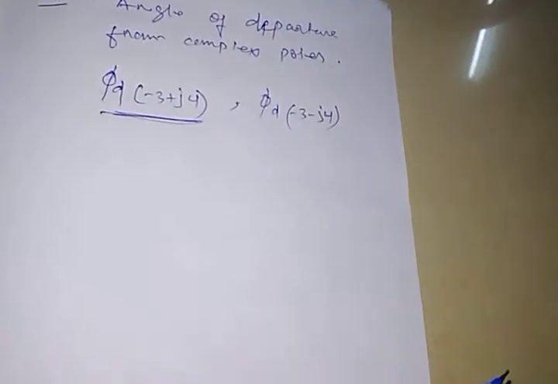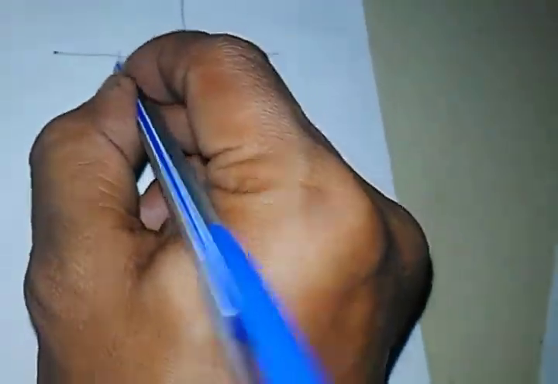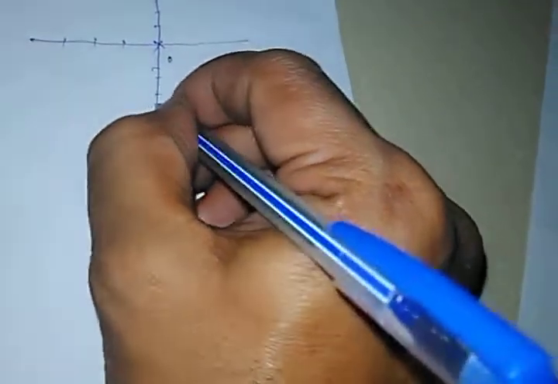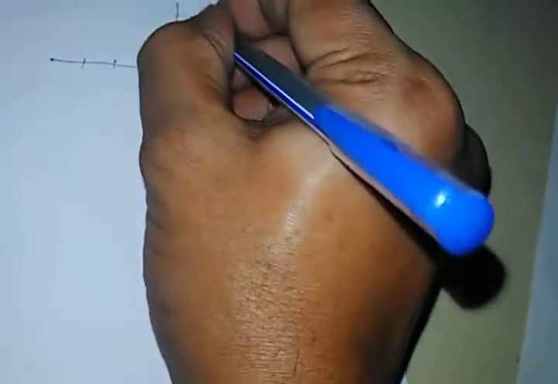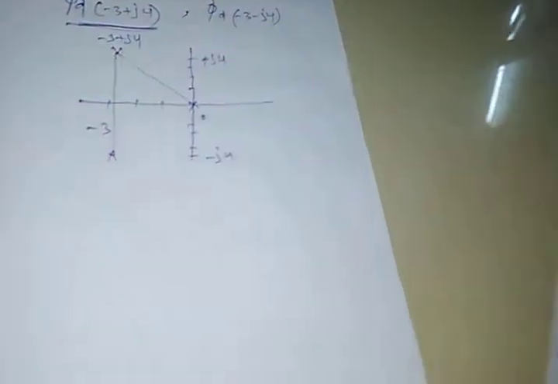Then what is the procedure to find this angle of departure? For this we have to draw another rough sketch and mark the poles. Poles are at 0, 1, 2, 3, and 1, 2, 3, 4, and 1, 2, 3, 4. This is only a rough sketch. Minus j4, plus j4, minus 3, at this point and this point. This is minus 3 plus j4. As we are finding for the minus 3 plus j4 complex pole, we join from this pole to all other poles. If zeros are also present, we also have to join those, but here no zeros are there.